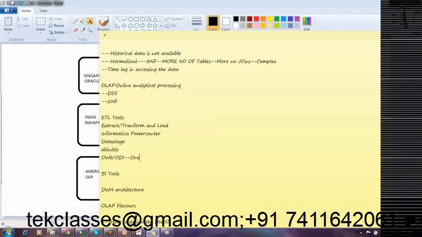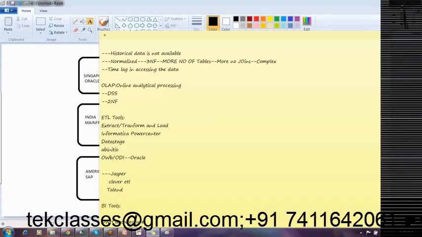You also have some open source tools, which are nothing but Jasper, Clover ETL, and Talend. All these are open source ETL tools where, without buying a license, you can use them. Clover ETL and Talend, all these are different ETL tools.